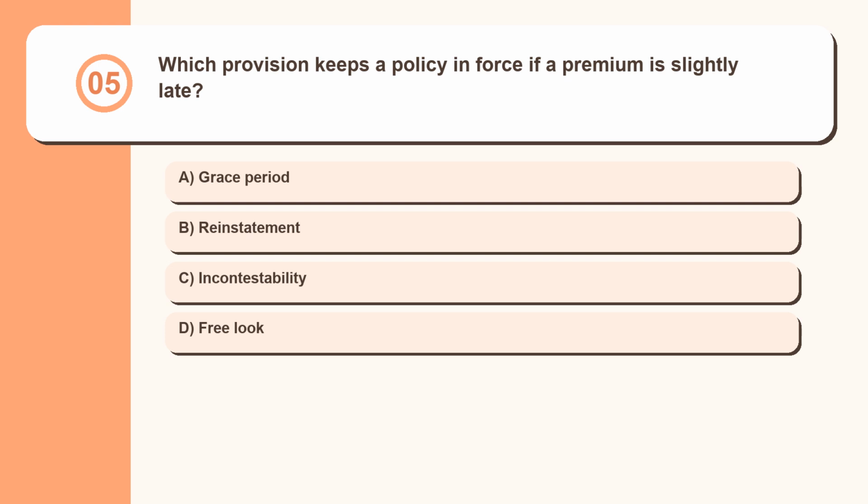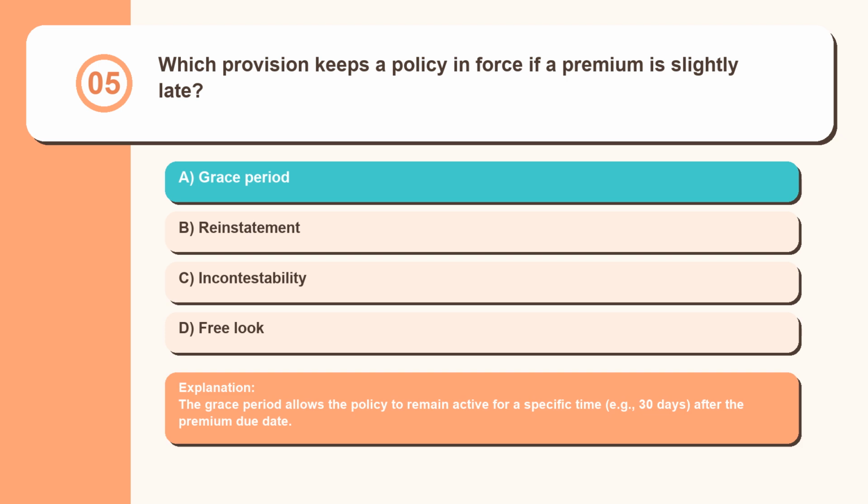Question 5. Which provision keeps a policy in force if a premium is slightly late? Grace period, reinstatement, incontestability, free look. The grace period allows the policy to remain active for a specific time, for example 30 days, after the premium due date.